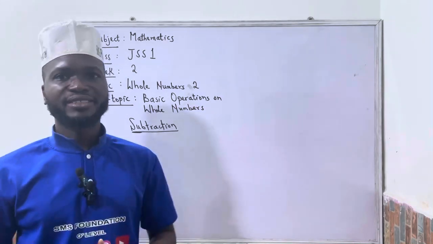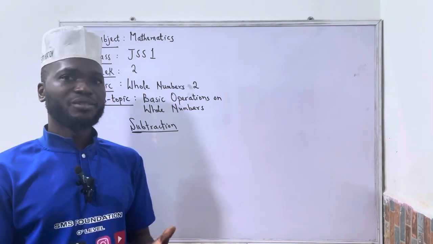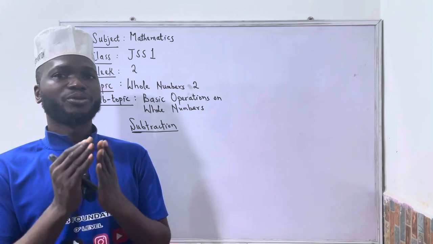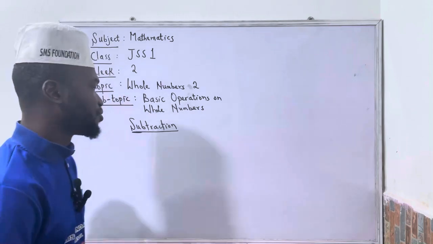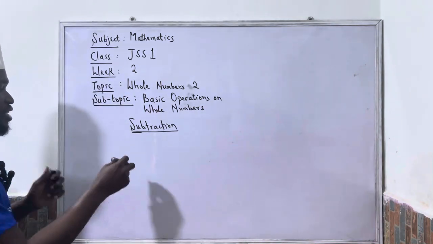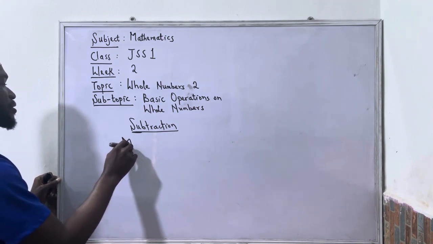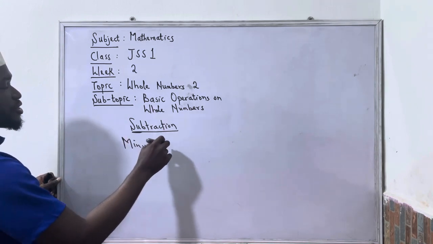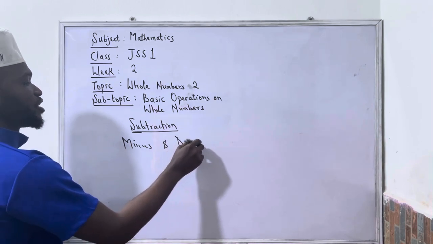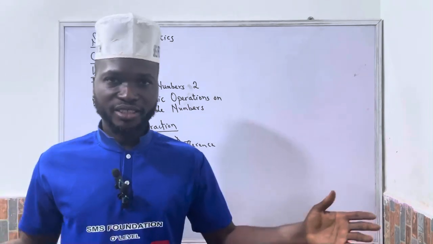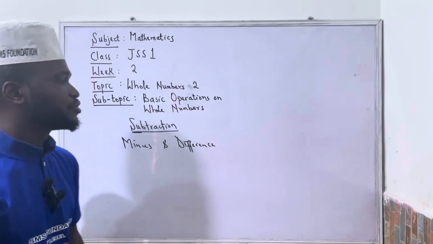Now, like I said before, subtraction is a process of reducing a quantity by another quantity. Or you say subtraction is the process of reducing one number by another number. Other words for subtraction are minus and difference. So if they ask you to find a difference between two numbers, they are asking you to subtract the two numbers. Any of these two words are allowed to be used.